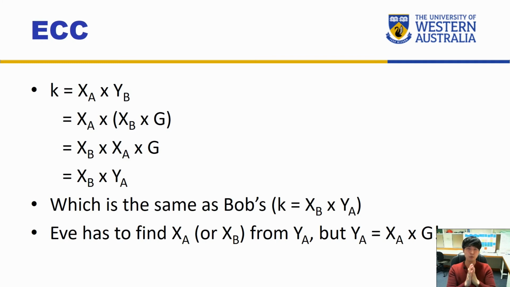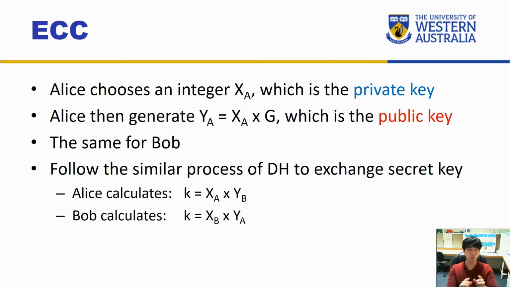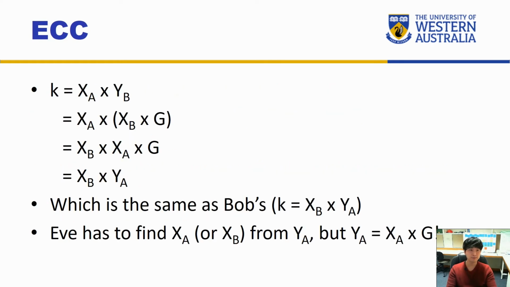Well, what we want to show is that those two equations are equivalent. XA times YB is equivalent to XB times YA. Okay, so XA times YB, but YB can be expanded to XB times G, right?